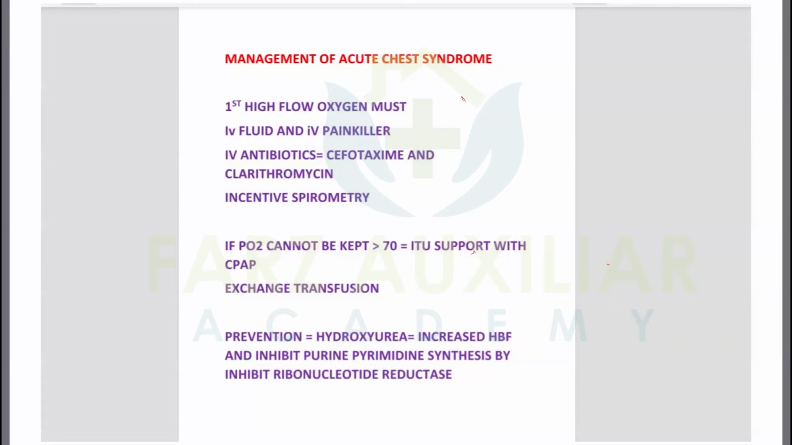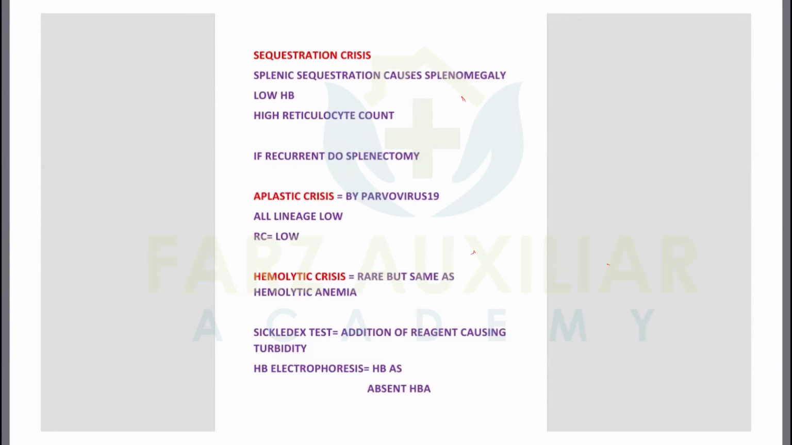So prevention and treatment you need to know in the question scenario. Okay, so chest syndrome is like that, very easy thing. So I am going rapidly. Then sequestration crisis, where all of the sickled cells are sequestrated to an organ, that is the spleen. So splenomegaly can happen. Sometimes splenomegaly happens, and then low hemoglobin and hemolysis can occur. High reticulocyte count, recurrent, you can do splenectomy.